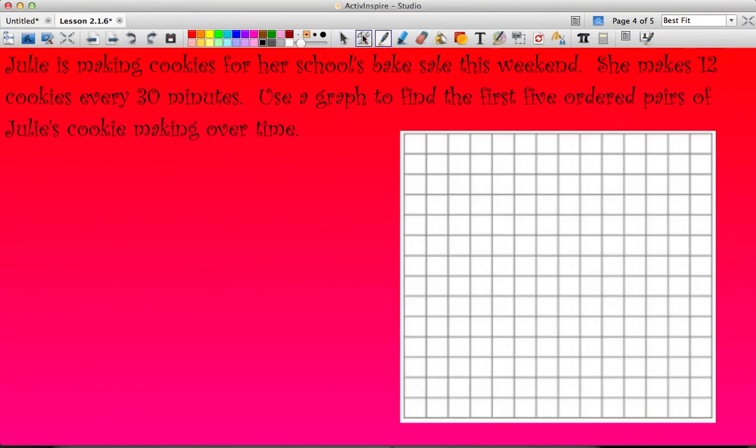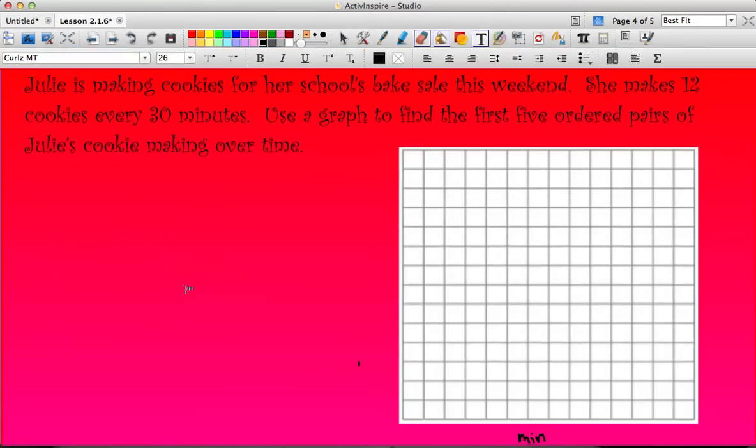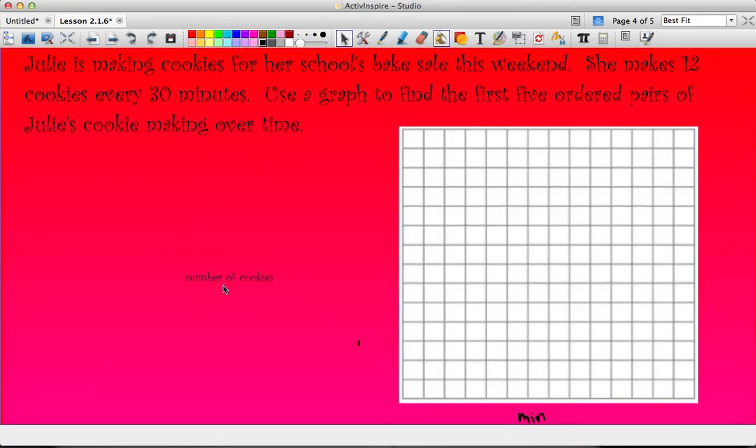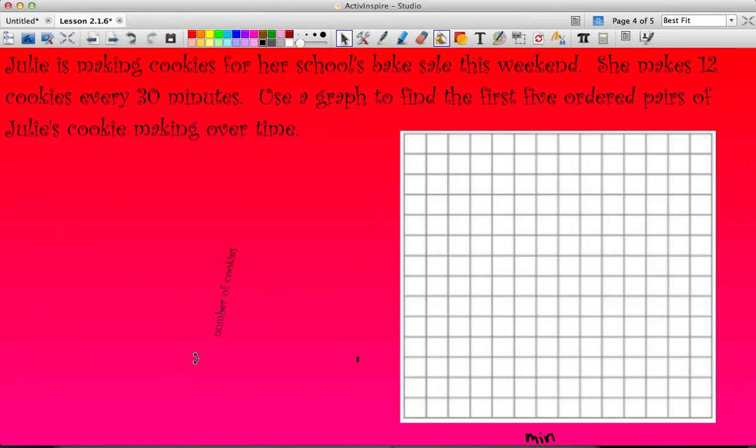All right, so there's several ways that I can do this. I can say, well, I'm going to put my time on bottom, which is in minutes, and then over on the side, I can put number of cookies. Again, I'm going to type it just to make it easier for us to read. Okay.